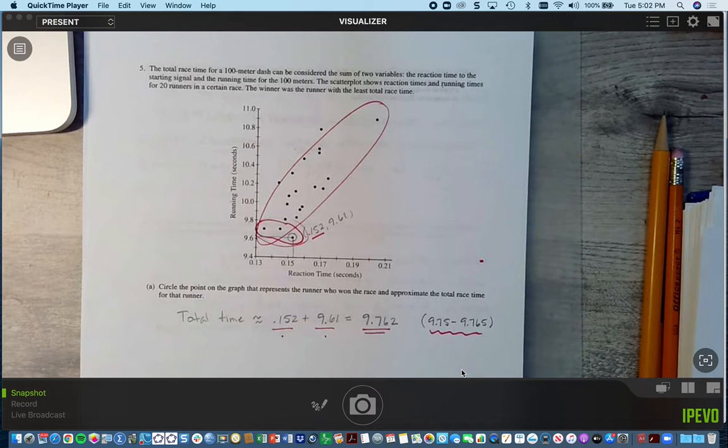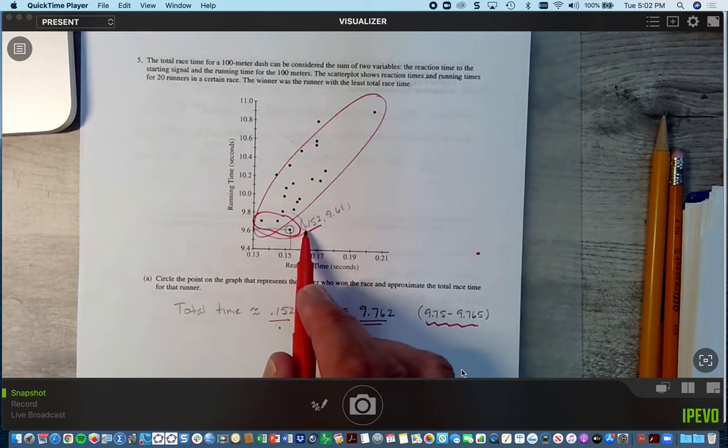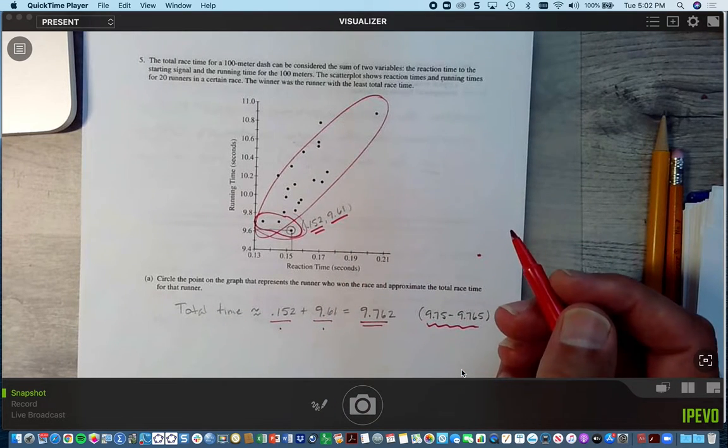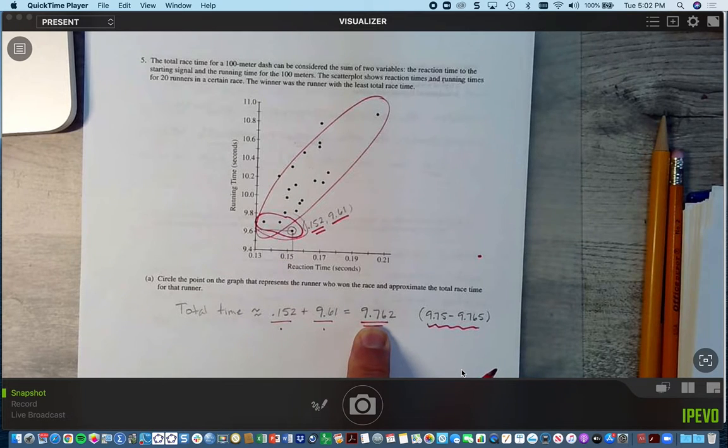Okay, but then if you think about how you calculate the time it took them to run the race, we need to add together their reaction time and the running time. If you approximate this as 0.152 and 9.61, and we're a little bit lenient on the approximations there, I want to see those two things added together and give me an approximation. Because we're rounding off these two numbers, any number between 9.75 and 9.765 was acceptable.